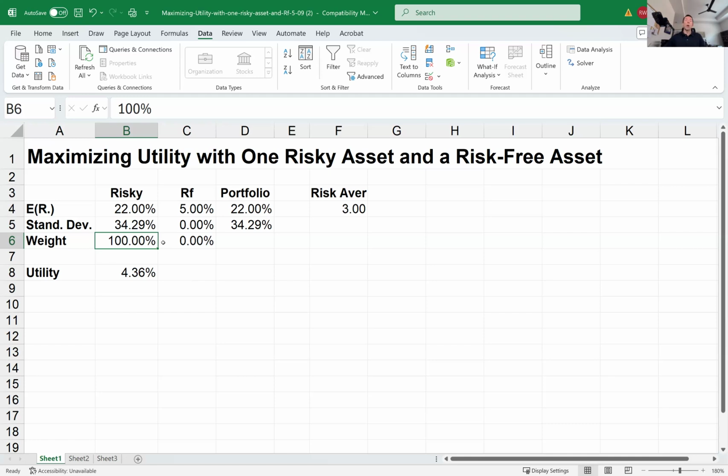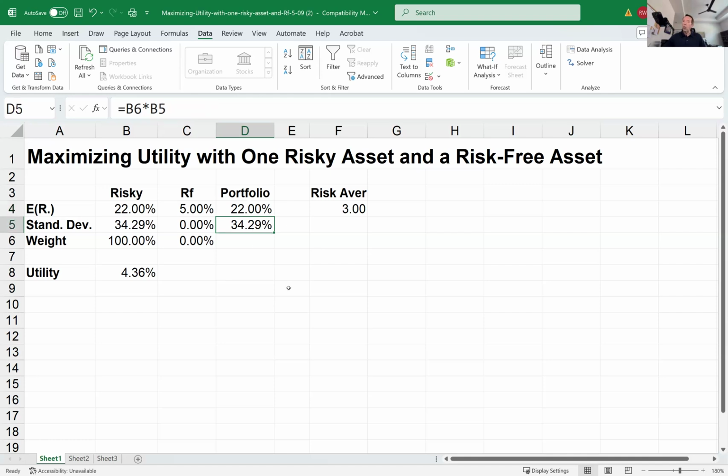Now, whenever we change the weight on the risky asset, it will automatically change the weight on the risk-free asset, because as you can see up here, the weight on the risk-free asset will be 1 minus the weight on the risky asset. Our expected return on our portfolio right now is the same as the expected return on the risky asset because all of our money is in the risky asset. This is equation one, which is the weight on the risky asset times the expected return on the risky asset plus the weight on the risk-free asset times the risk-free rate. That gives us the expected return on the portfolio.